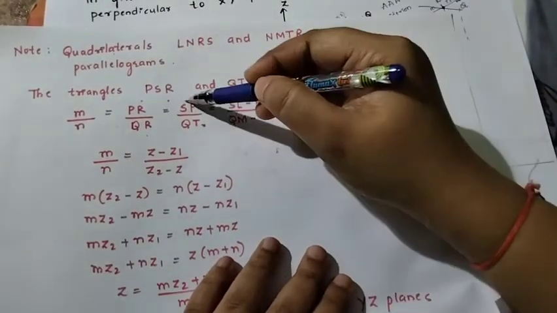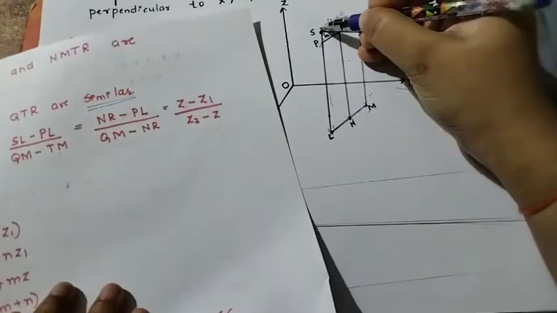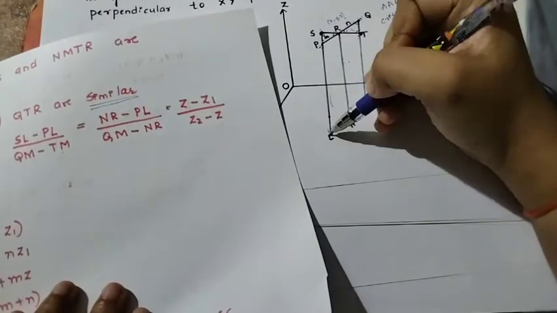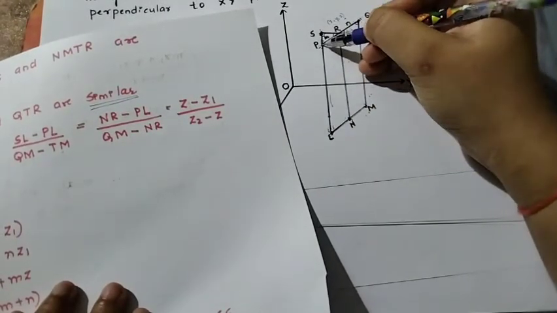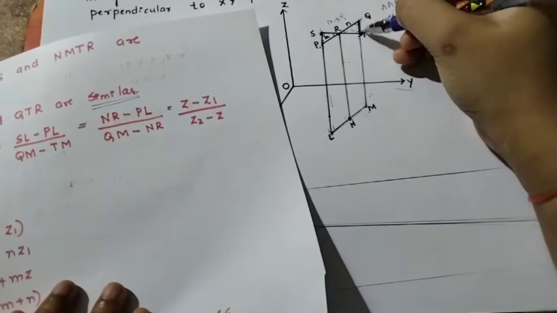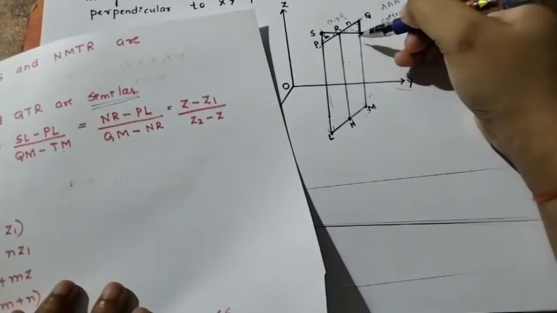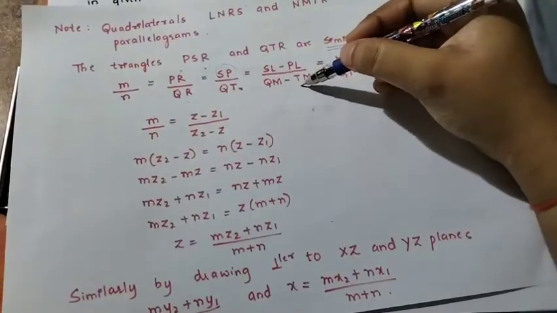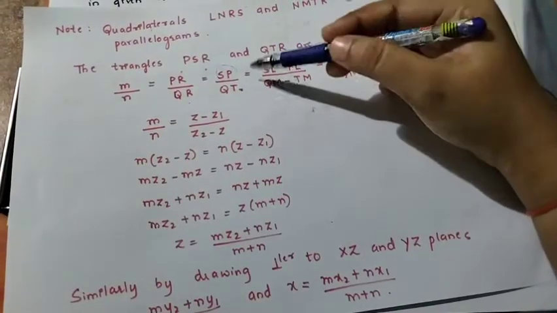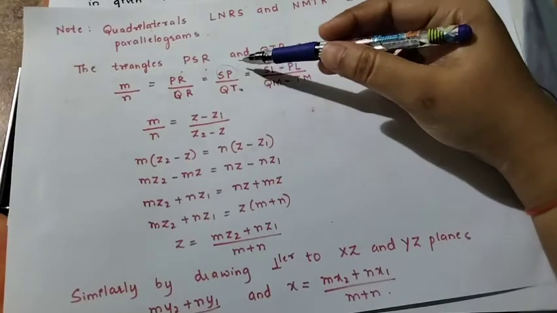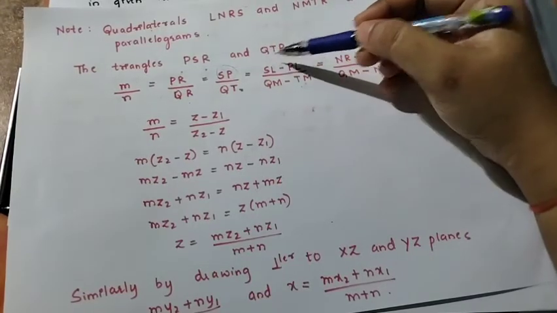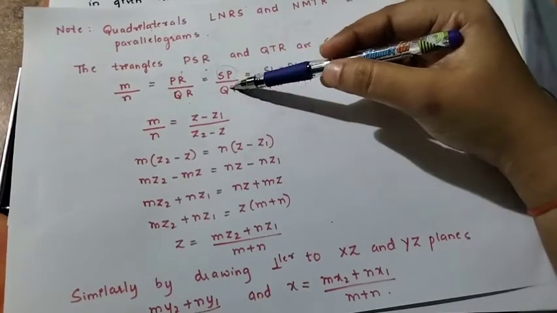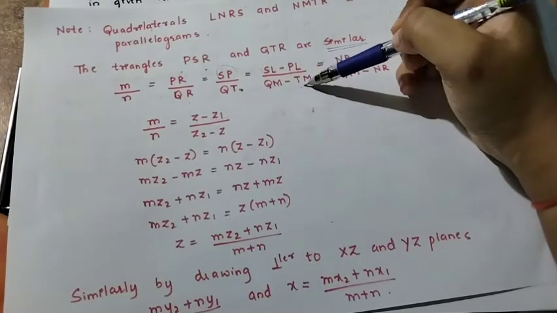What I have written, SL minus PL in place of SP. What can I write in place of SP? If you subtract PL from SL, you get the length SP. Similarly, in place of QT, what can I write? QM minus TM is equal to QT. I have replaced SP by SL minus PL and QT by QM minus TM.